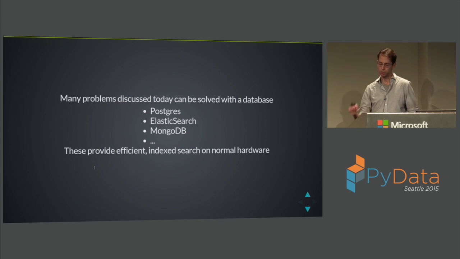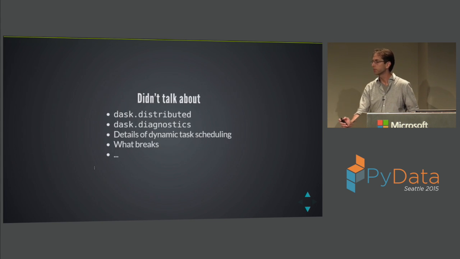Oftentimes, people come to me or someone else, and they say, Pandas is running slow on these CSV files, can we use parallelism to make it faster? And we can, but usually the right thing to do is just to point you to Elasticsearch or to Postgres. These are usually much more solid technologies that, with a little bit of work, can make your computations pretty fast.